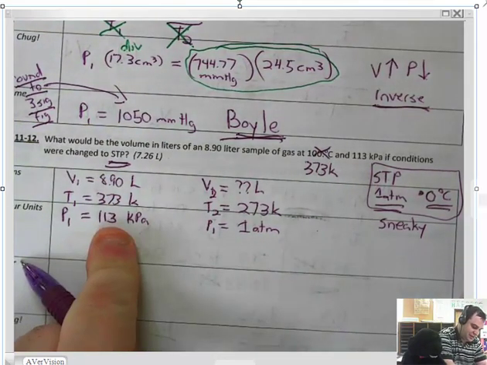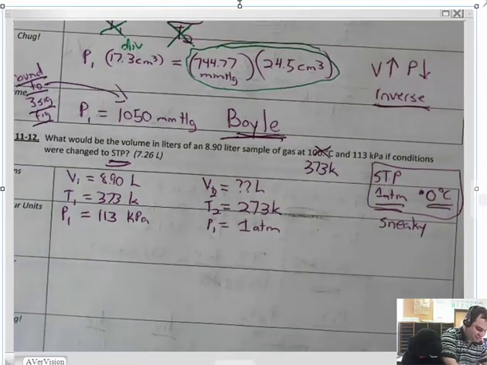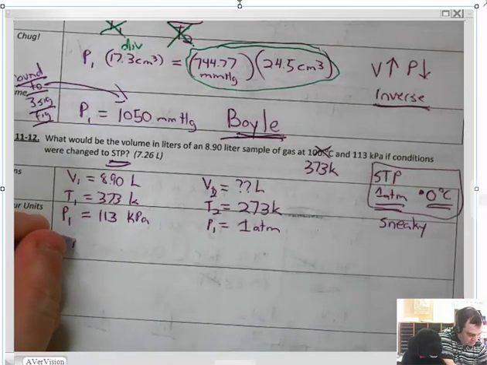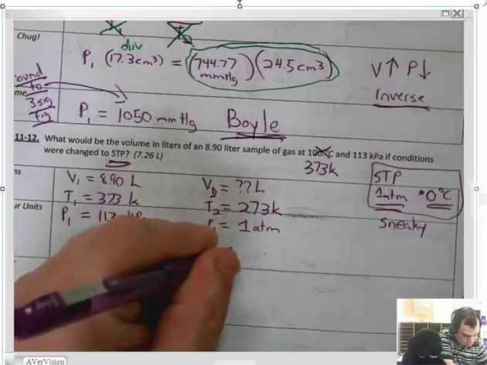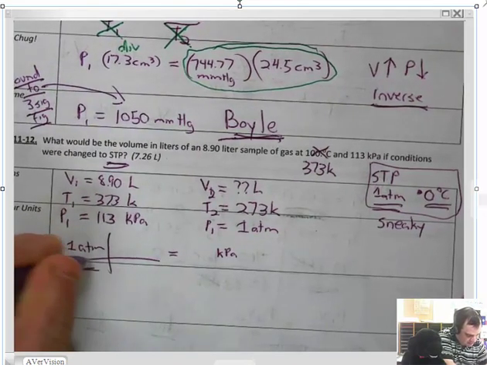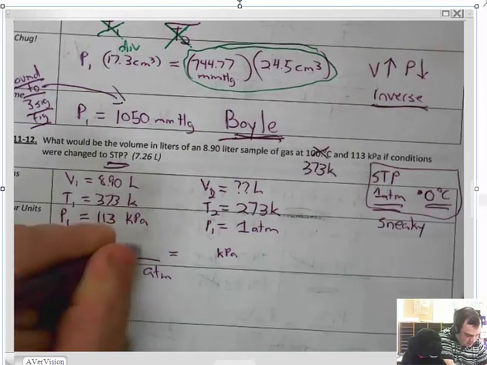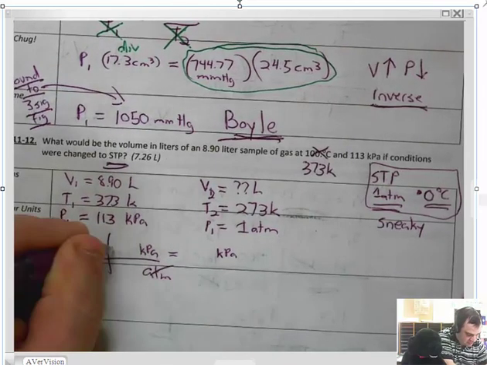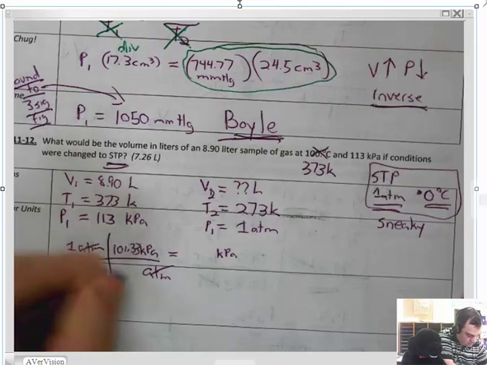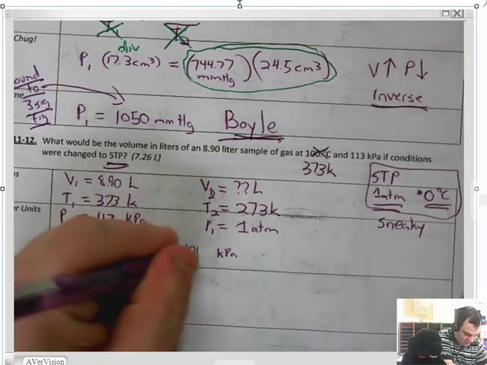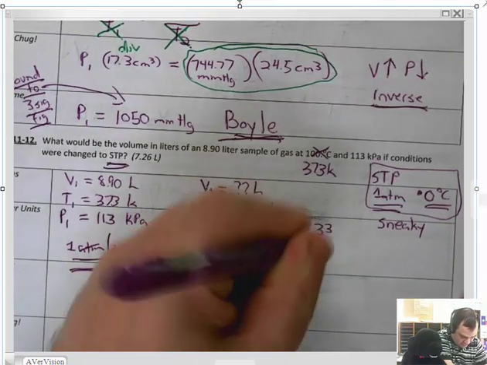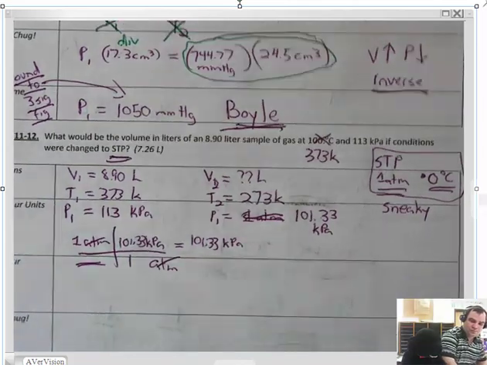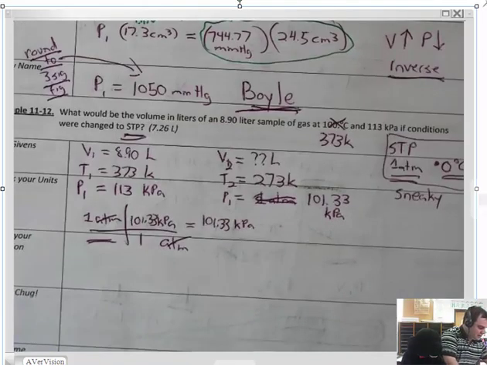Problem is that this is kPa and that's atmosphere, so now I have to change the units here. The easiest way to do this is take 1 atmosphere, convert this over to kPa. Atmospheres on the top, atmospheres on the bottom. What are we going to convert to? kPa. Swish. This is 101.33, and this is 1. So it's actually 101.33. So I cross this out and put 101.33 kPa. Okay. Then we write down our equation.